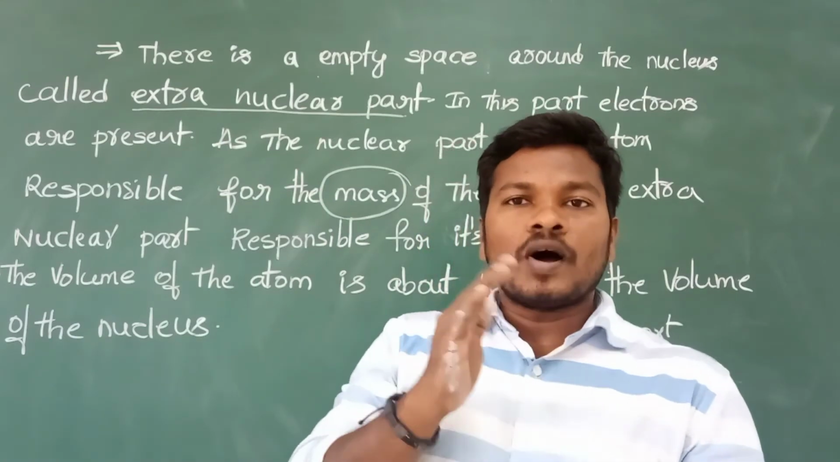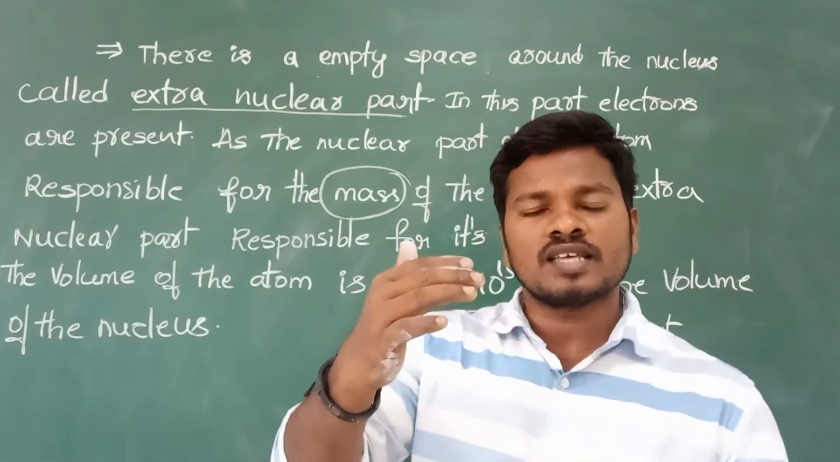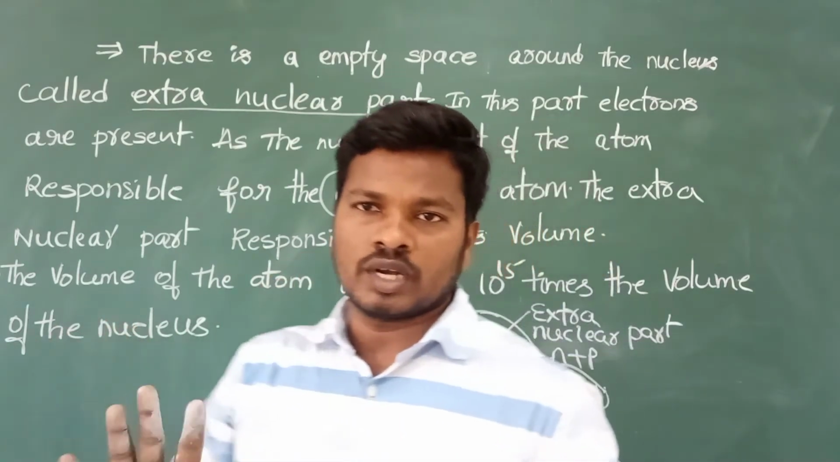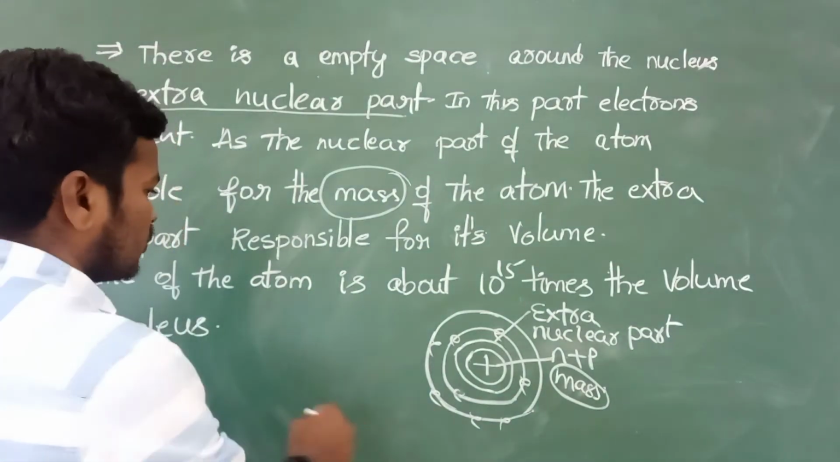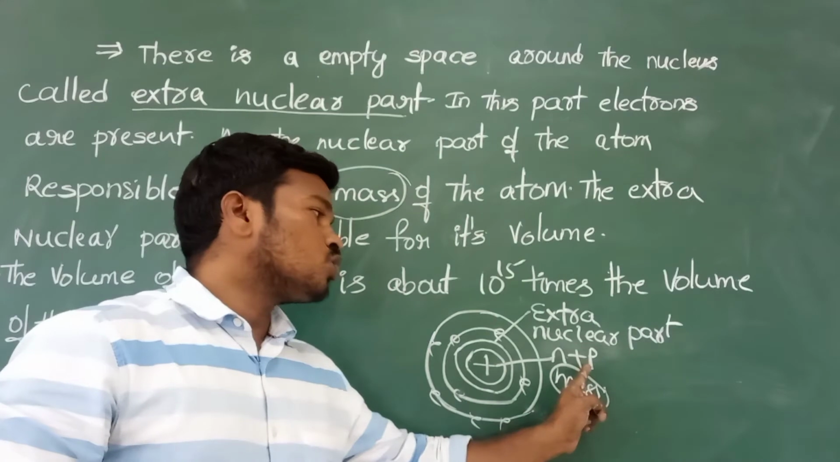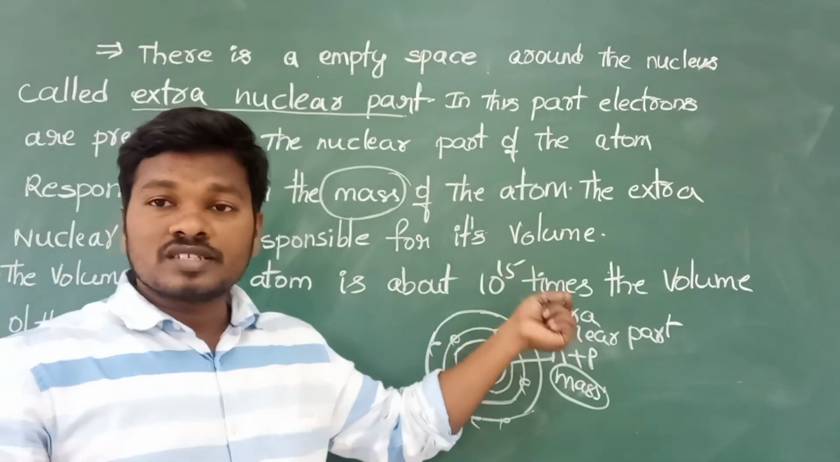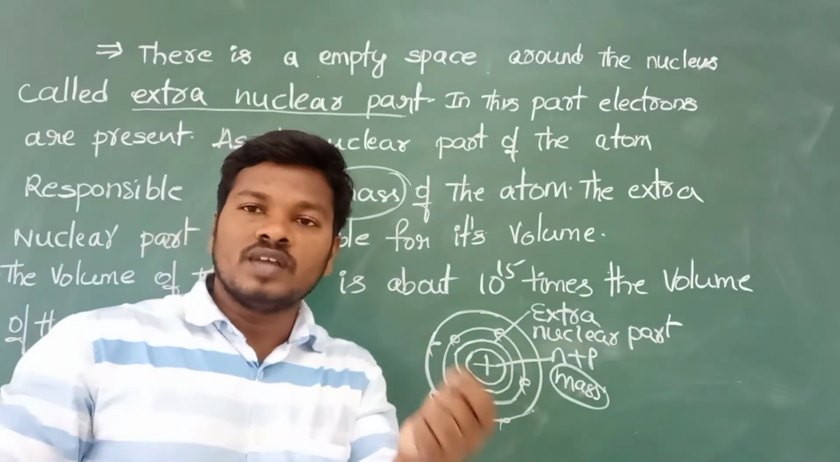So there are 2 parts in the atom. The first one is called the extranuclear part, and the second one is called the nucleus. There are only 2 parts. The nucleus is responsible for the mass. The extranuclear part is responsible for the volume of the atom.